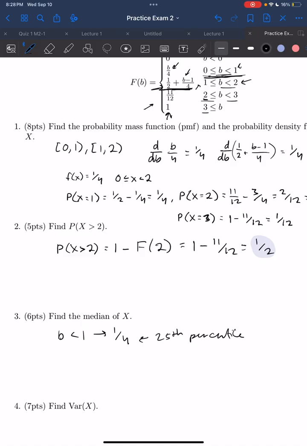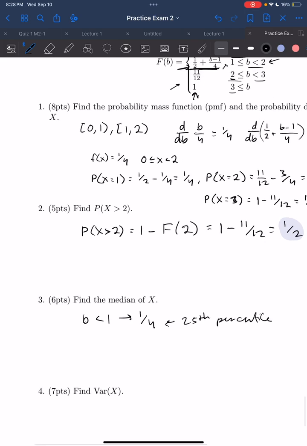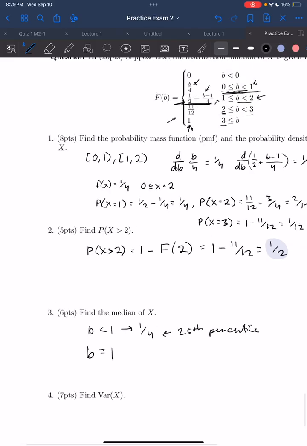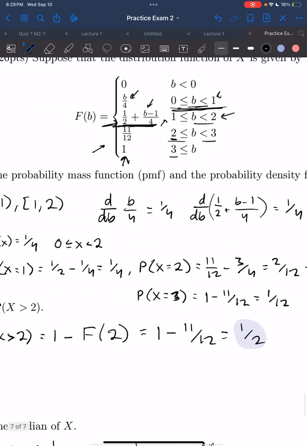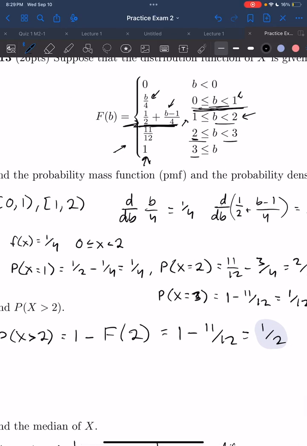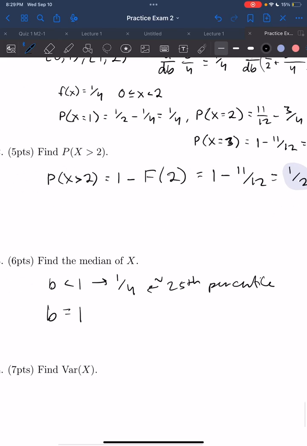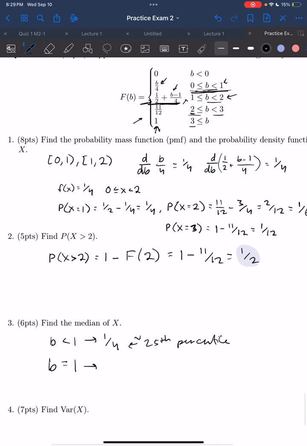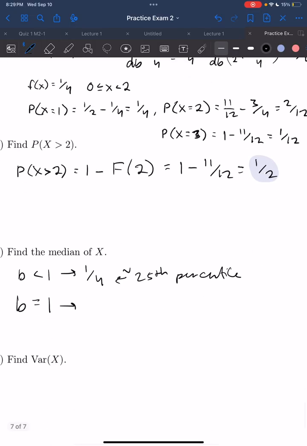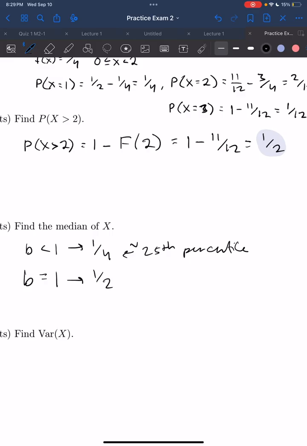And then since we're looking for the 50th percentile, we need to keep going, so now we have b equal to 1. And this isn't the exact value since it's less than 1, so technically we wouldn't be plugging in 1, we'd be plugging in like 0.99, but it's close to the 25th percentile. So then we have b equals 1, and if we plug that into our function here, we get 1/2, which is in fact the 50th percentile.